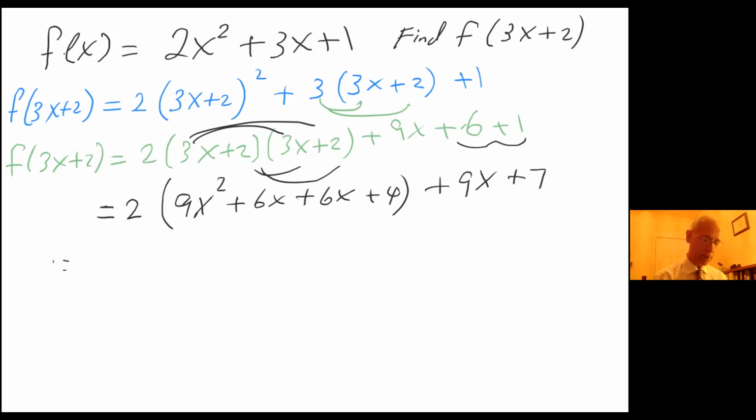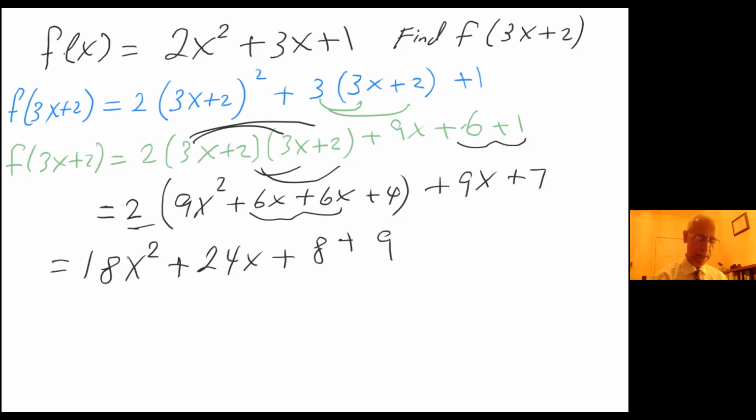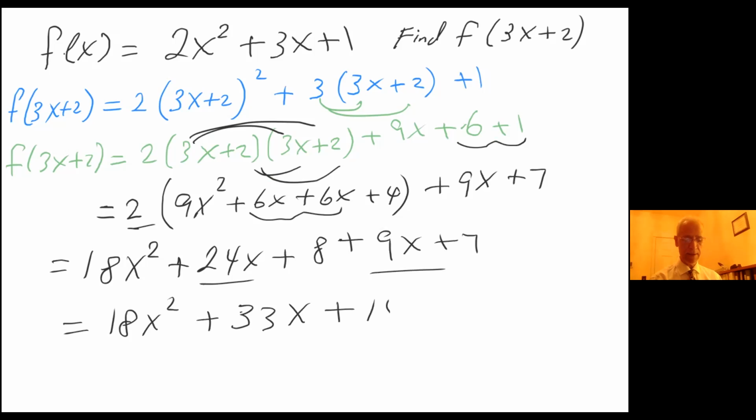And that equals 18x squared plus, this gives me 12x times 2 gives me 24x, plus 8 plus 9x plus 7. So finally, this equals 18x squared. These two are like terms, so I have plus 33x plus 15. Okay, 18x squared plus 33x plus 15. So that's my first feedback.